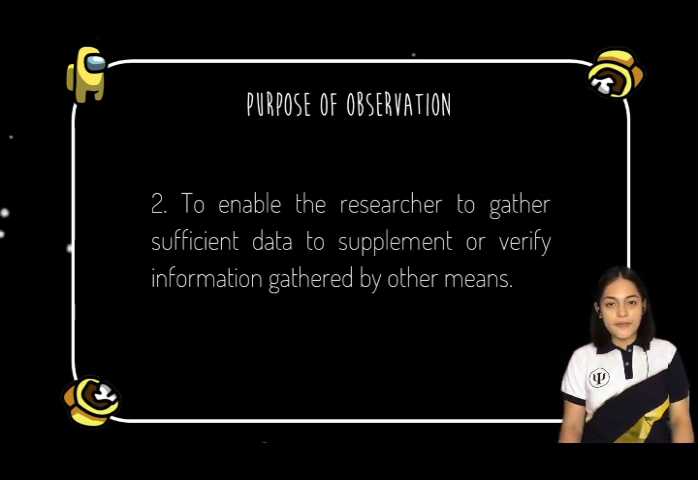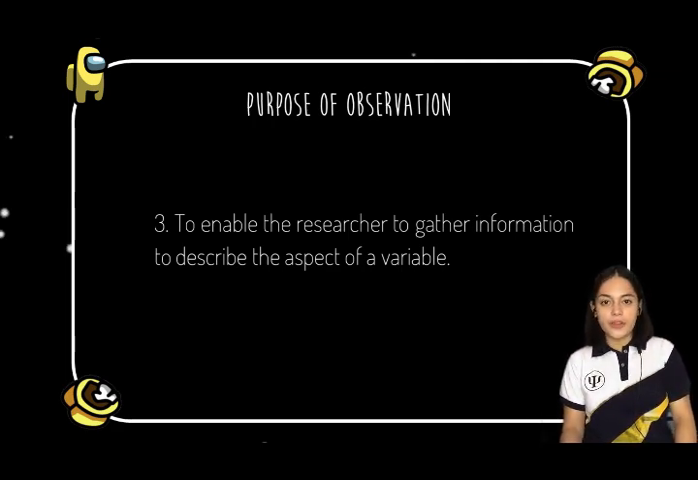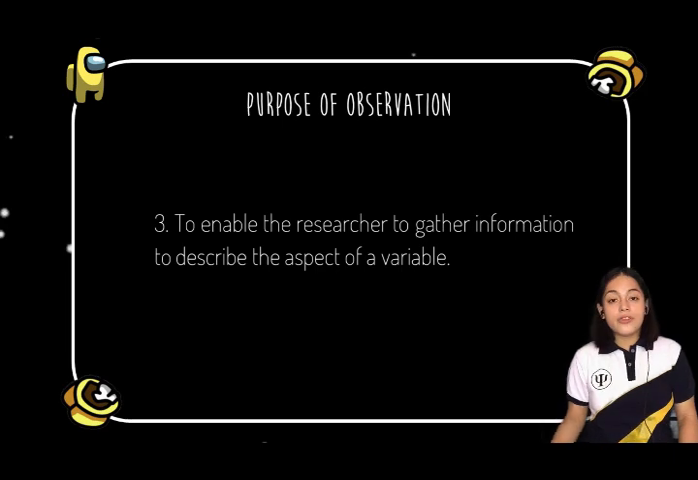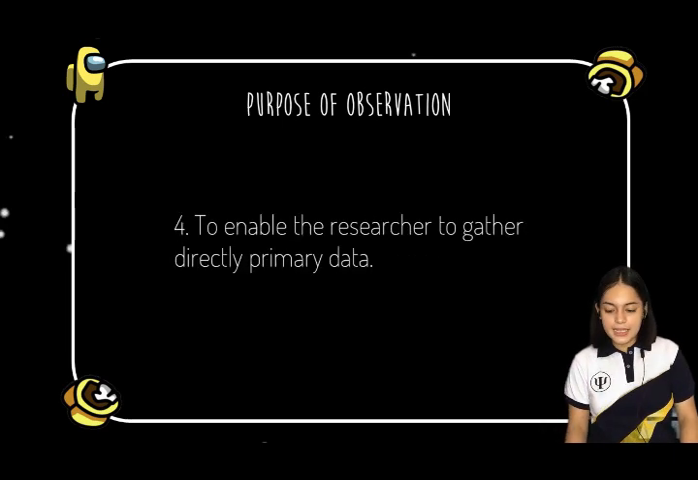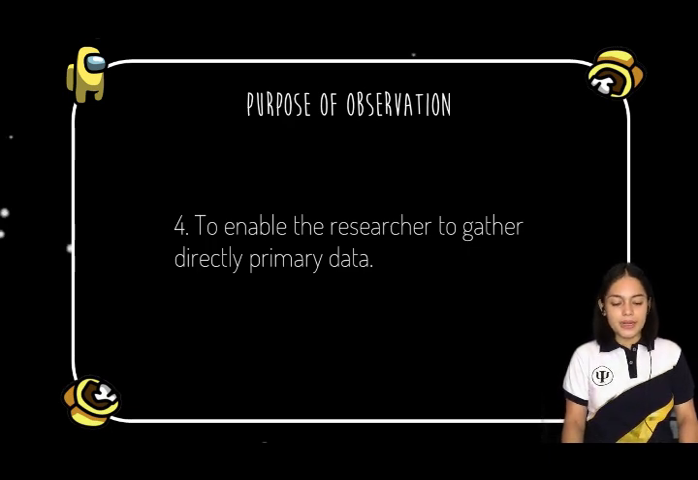So the third purpose of observation is to enable the researcher to gather information to describe the aspect of a variable. An example of this is case studies, wherein observation of the subject is a vital tool in gathering data that may support the study or the research. The fourth purpose of observation is to enable the researcher to gather primary data directly.